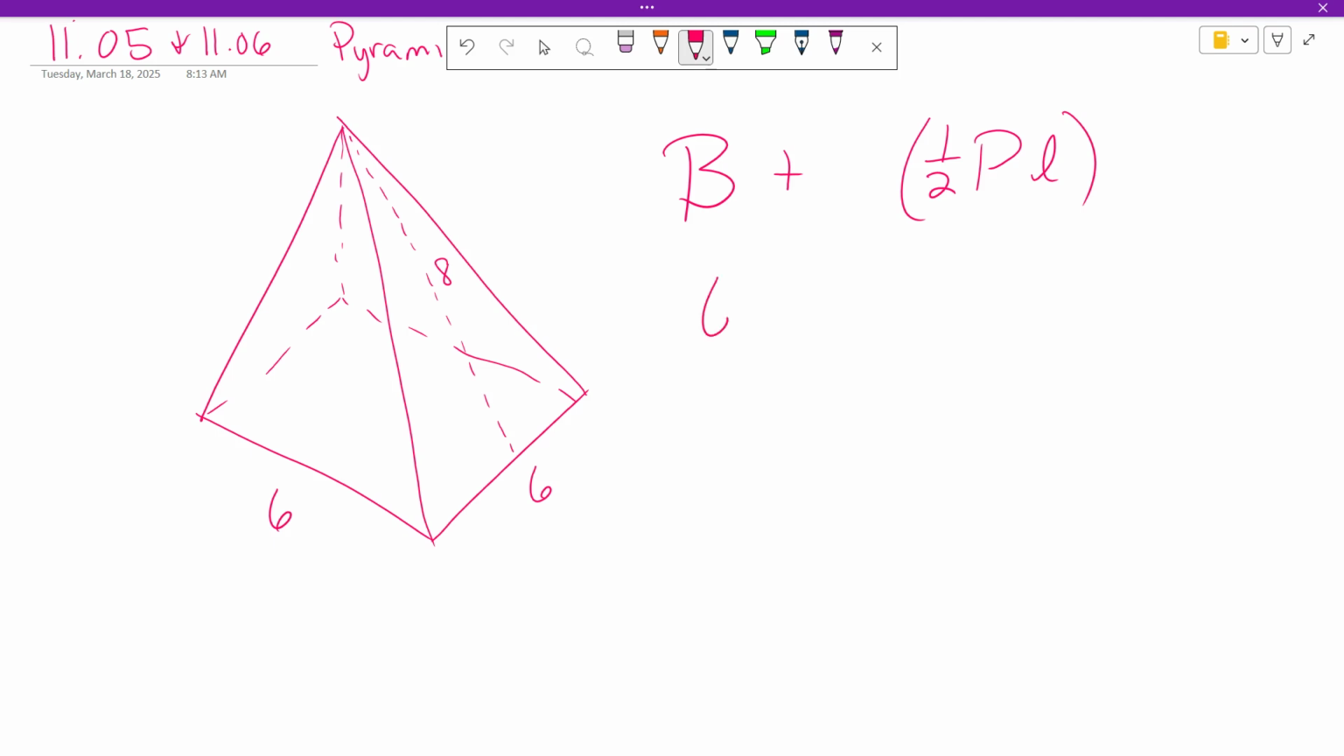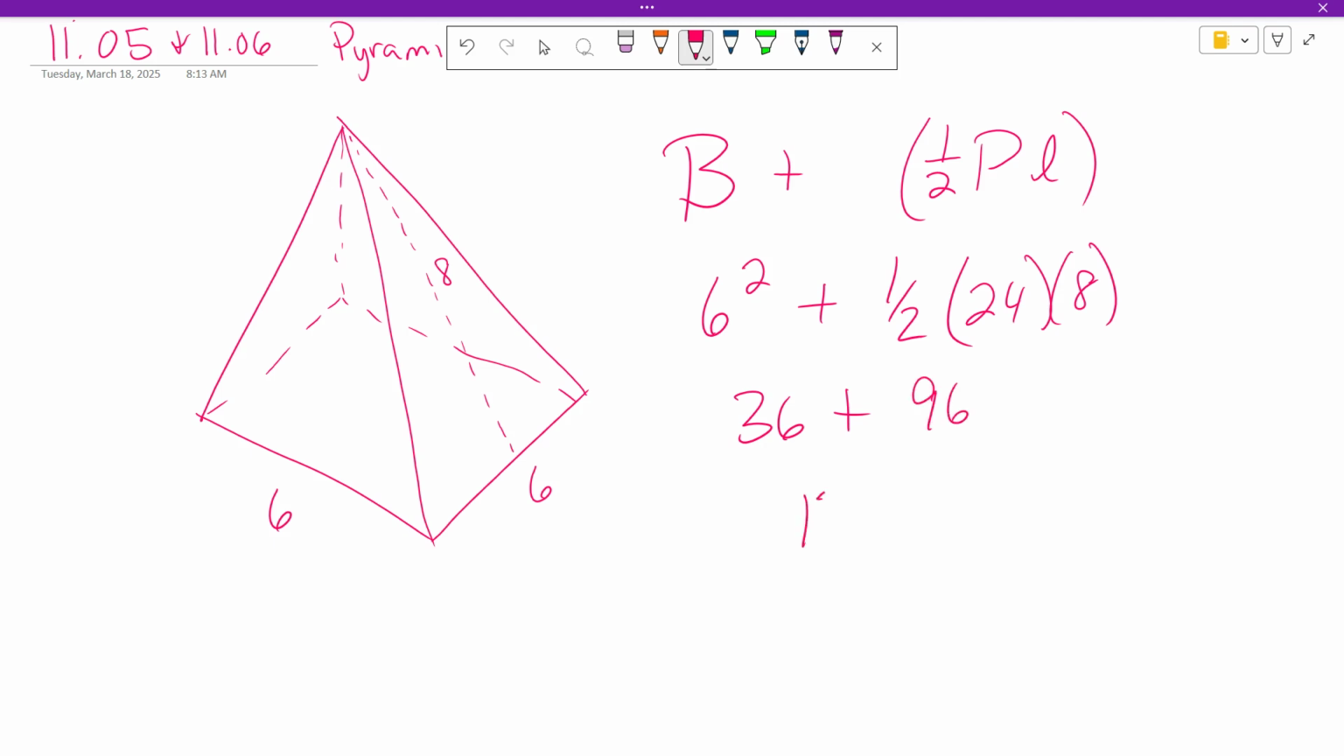So the area of the base in this case is 6 times 6 or 6 squared. The perimeter of the base is 6 plus 6 plus 6 plus 6, which is 24, and the slant height is 8. Okay, so it's 36 plus 96, which is 132. Okay.